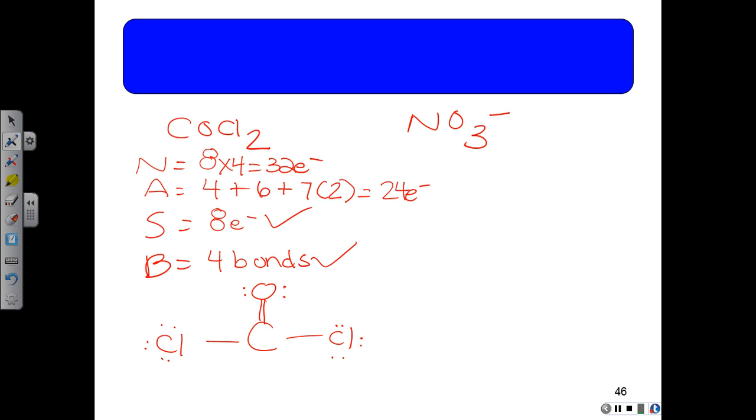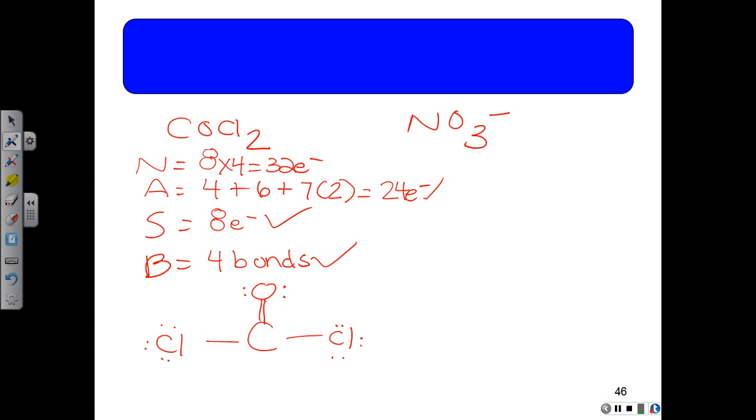Carbon always wants to make 4 bonds. It is making 4, right? If you add these up, do we have 24 electrons? Yep, we got 8, 16, 24. Carbon is never going to have lone pairs. It only makes 4 bonds. You can't add any more to oxygen because it has 8.